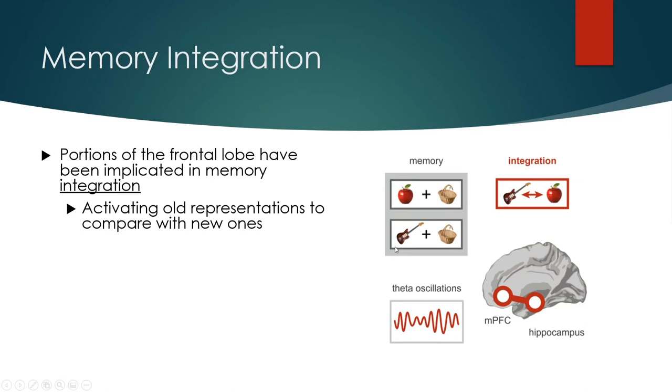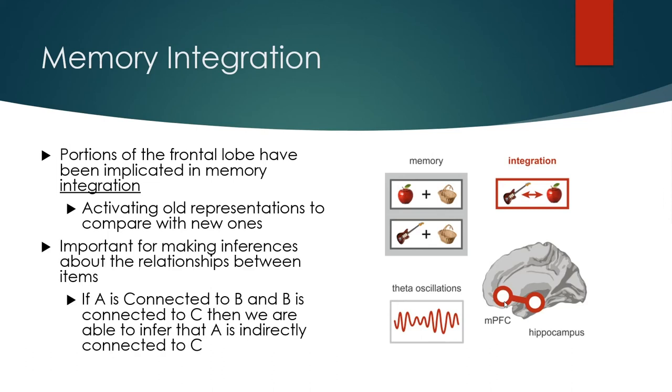And what we're seeing here is that the frontal lobe is allowing us to see what was similar between those two things and to make inferences about these indirect connections between things, because of the ability to integrate all of this information. If A equals B and B equals C, then A equals C, kind of an idea. So if A, the apple, is connected to B, the basket, and B is connected to C, the guitar, we can infer this indirect connection between the apple and the guitar.